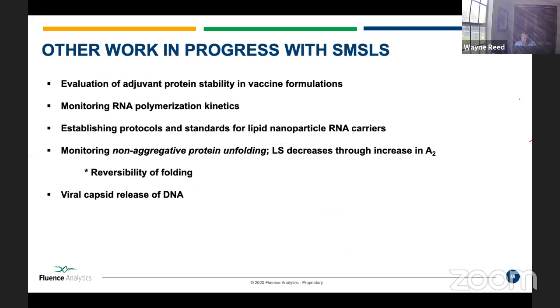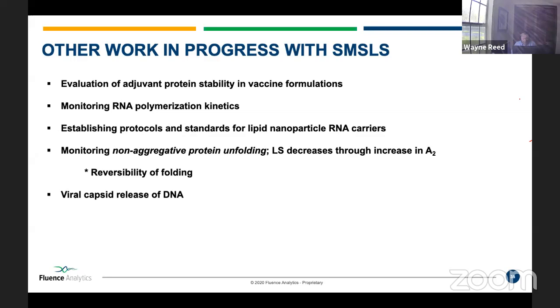Okay, next please. Some other things just to mention, which I won't show data for because of time: we're working with immunologists now on vaccine formulations, and they use adjuvant proteins. So we've been looking at the aggregation kinetics and stabilities of the adjuvants.